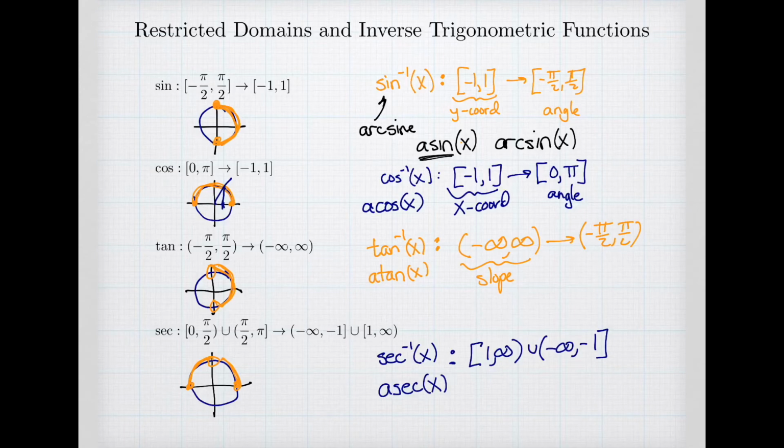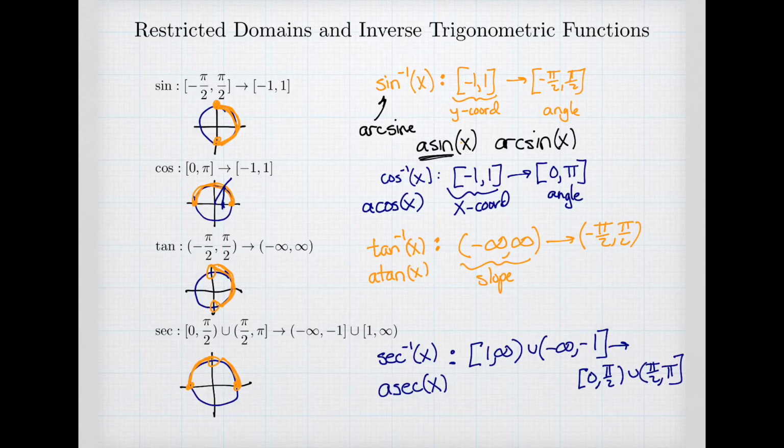Notice I wrote it a slightly different way. The order I write intervals doesn't matter, although the way that I write the interval does. Given this value of the secant, the reciprocal of an x value, it will give me an angle that's between 0 and pi/2 for the first piece, or pi/2 to pi for the second piece.